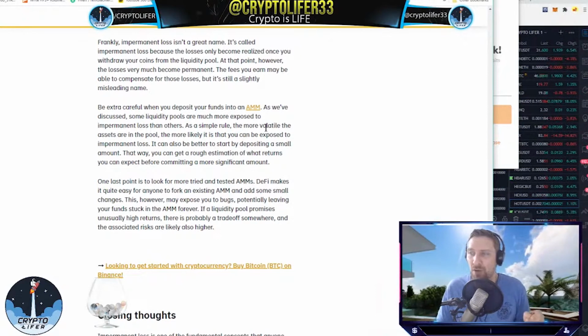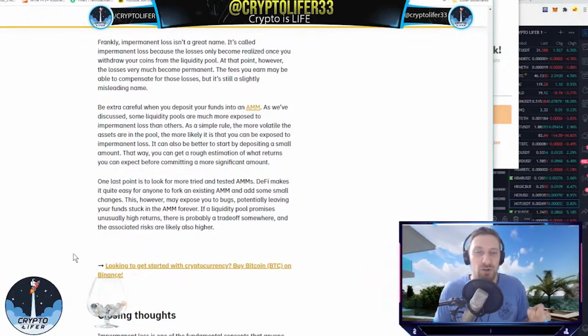A simple rule: the more volatile the assets are in the pool, the more likely it is that you can get exposed to impermanent loss. It can also be better to start by depositing a small amount. That way, you can get a rough estimation of what returns you can expect before committing a more significant amount. One last point to look for: more tried and tested AMMs. DeFi makes it quick and easy for anyone to fork an existing AMM and add small changes. This, however, may expose you to bugs, potentially leaving your funds stuck in the AMM forever. If a liquidity pool promises unusually high returns, there's probably a trade-off somewhere, and the associated risks are also higher.